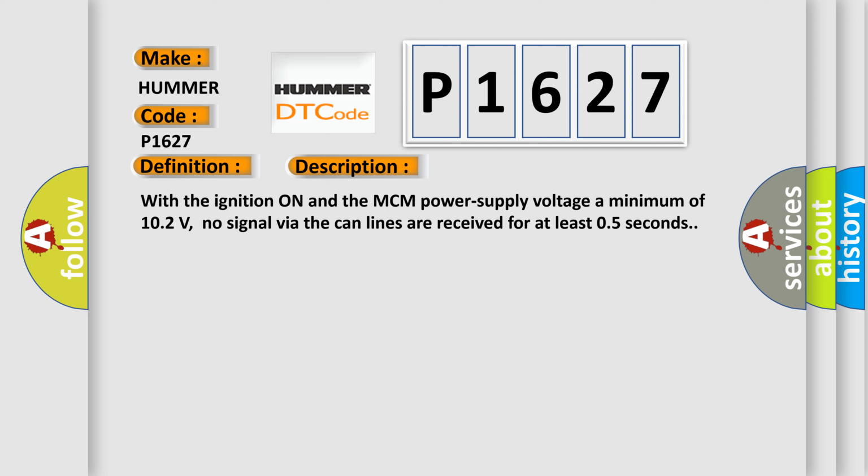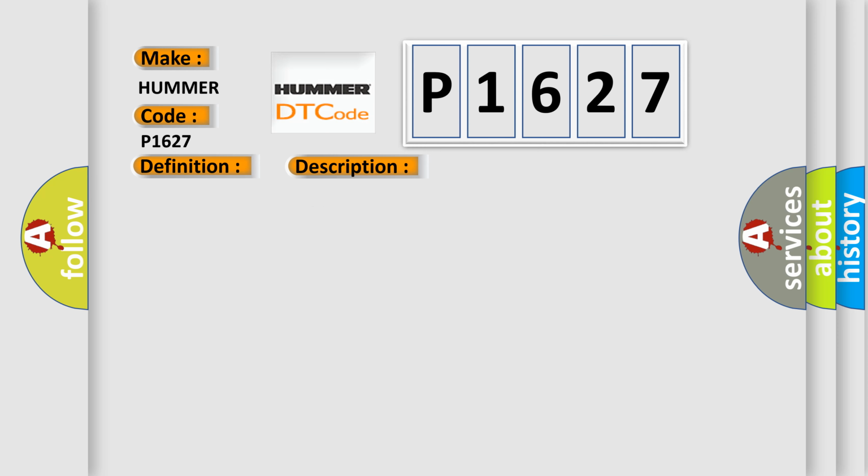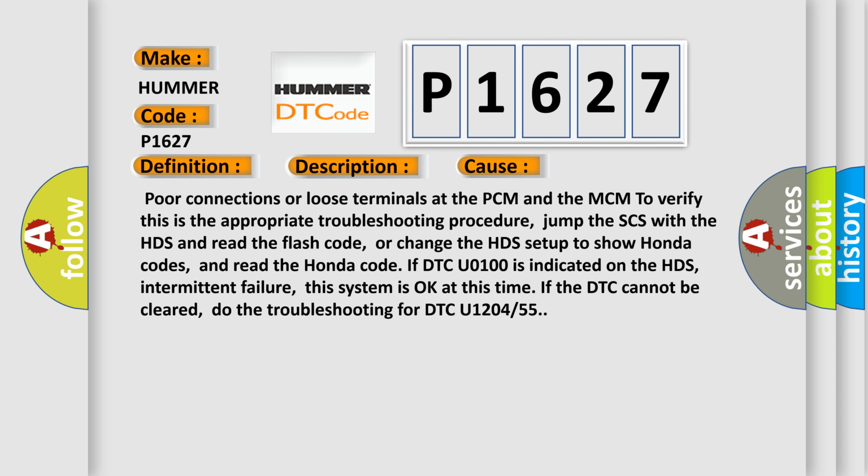This diagnostic error occurs most often in these cases: poor connections or loose terminals at the PCM and the MCM. To verify, this is the appropriate troubleshooting procedure: jump the SCS with the HDS and read the flash code, or change the HDS setup to show Honda codes, and read the Honda code if DTC U0100 is indicated on the HDS. Intermittent failure: this system is okay at this time. If the DTC cannot be cleared, do the troubleshooting for DTC U1204 or 55.